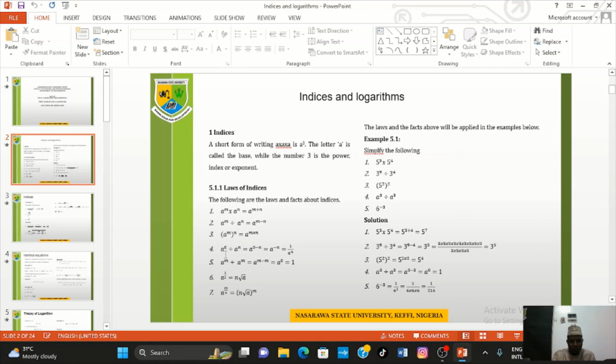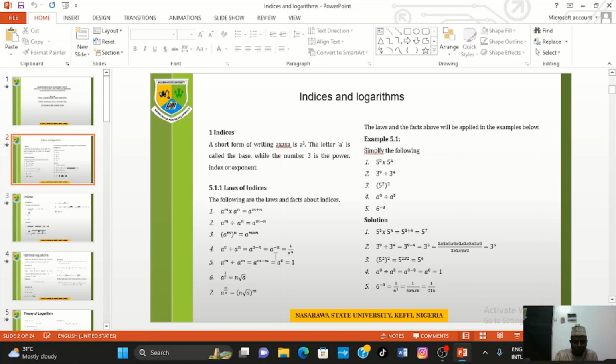Then 4: a raised to the power of 0 divided by a raised to the power of n equals a raised to the power of 0 minus n, and that extends to a raised to the power of minus n. So if a number is raised to the power of minus n, the result will be 1 over a raised to the power of n. It is because of the minus power of that particular number that it is 1 divided by a to the power of n.